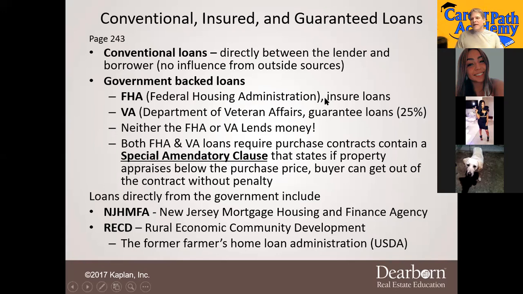You know, my slides here, this is a good slide to study. Both the FHA and VA loans require purchase contracts to contain a special amendatory clause that states that if the property appraises below the purchase price, the buyer can get out of the contract without penalty. Exam question: what is the purpose of the special amendatory clause required for all FHA and VA loans? Allows the buyer to get out of the contract without penalty if the property is appraised below the purchase price? Correct.